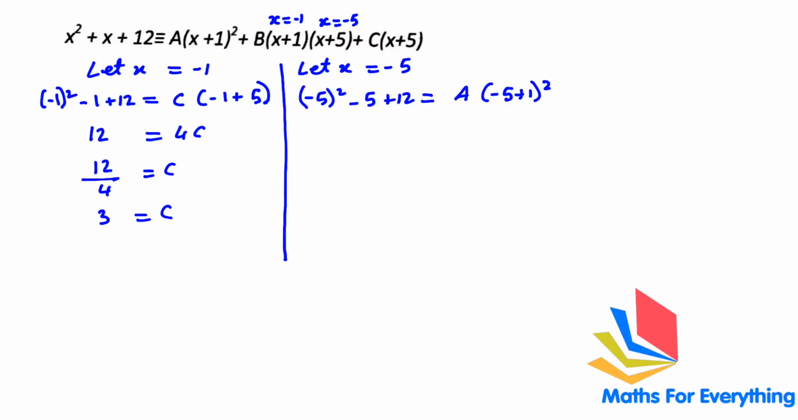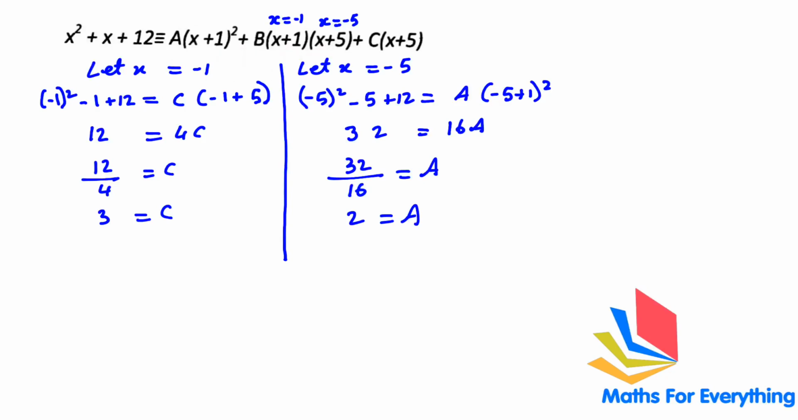Negative 5 plus 5 is 0, so C will also get cancelled. Put this in the calculator and you will get 32 is equal to, and this in the calculator, 16A. 32 divided by 16 is our A. 2 is equal to A. What is left? We found C and we found A. B is remaining.